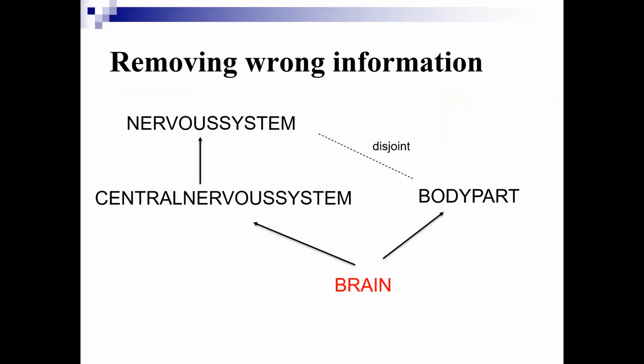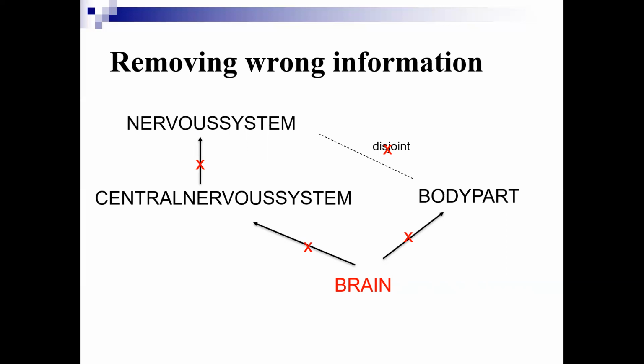Now for removing wrong information, this is the brain example that I showed before, where brain was defined as a body part, the central nervous system. Central nervous system is a nervous system, and nervous system and body part are disjoint. So how could you remove this wrong information? Well, brain will not be unsatisfiable anymore if any of the crosses are removed. So if brain is not a body part anymore, then there's no problem for unsatisfiability because it doesn't connect. These are not connected anymore if this one is gone. Also, if it's not a central nervous system, there's no problem. Or if central nervous system is not a nervous system, also not a problem.